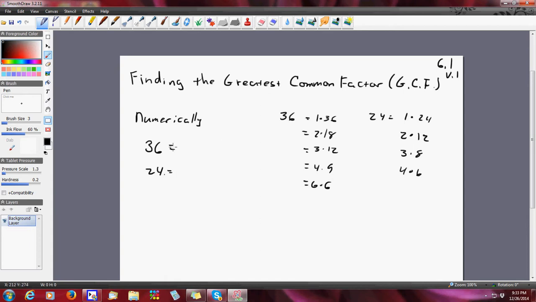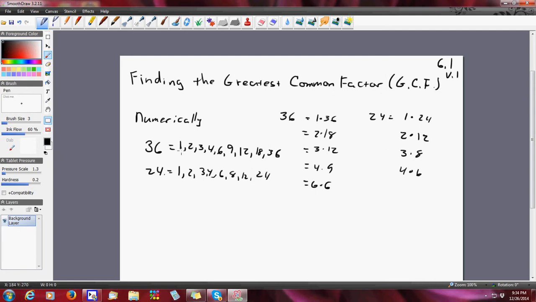So once I do that, I like to just write these out: 1, 2, 3, 4, 6. I don't have to write 6 twice because really once is enough. So you should have an odd number there because 6 is repeated. Then here I'm going to write 1, 2, 3, 4, 6, 8, 12, and 24.